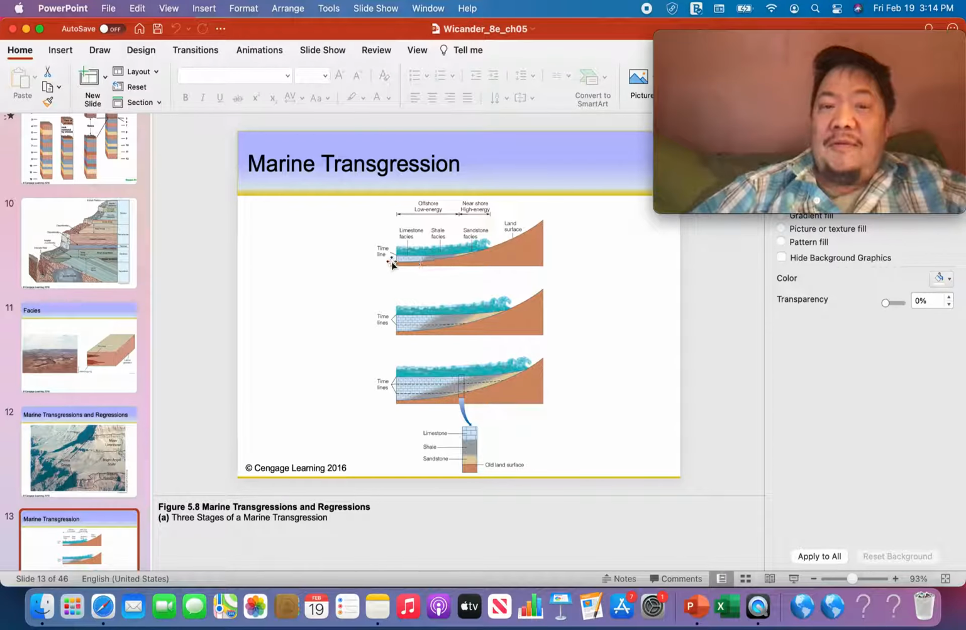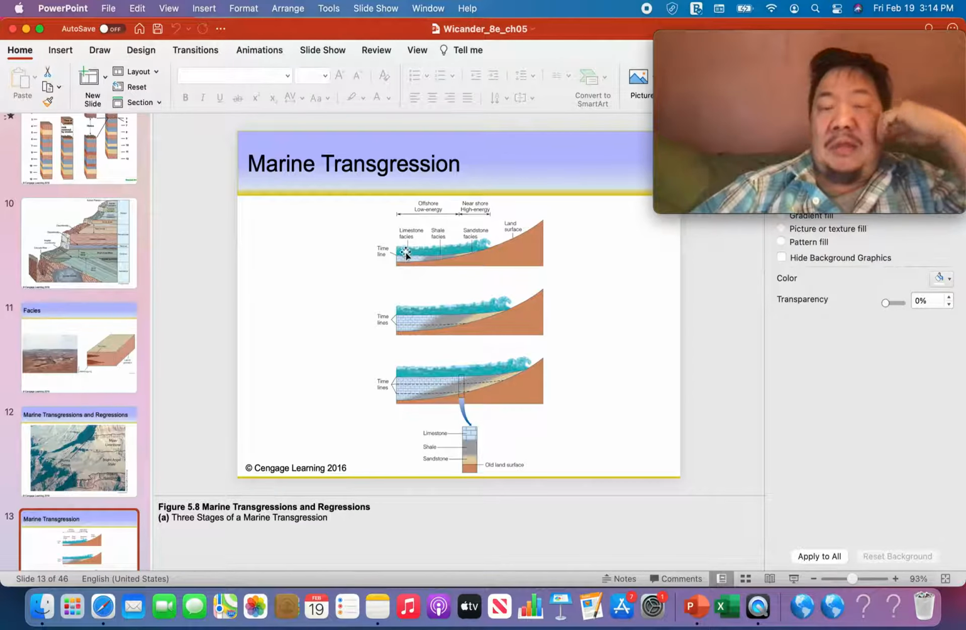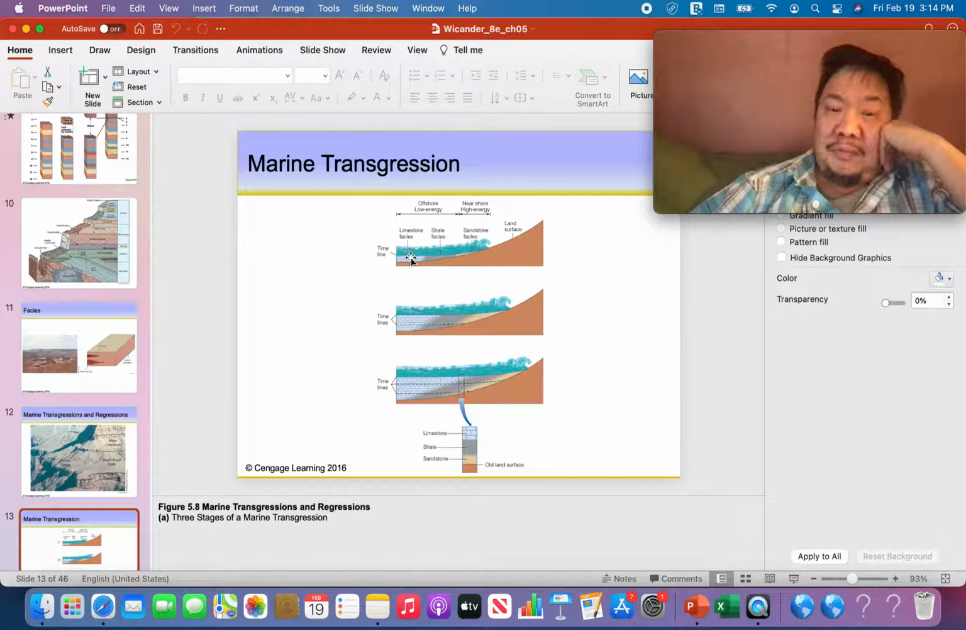Further offshore, you have limestone. This is all in the shallow marine area here. So that's a typical situation: sand close to the shoreline, then you have clay further offshore, and then you have lime mud. This lime mud is limey because the bodies of little creatures fall into it and are preserved. So these limestones are often fossiliferous, filled with fossils.